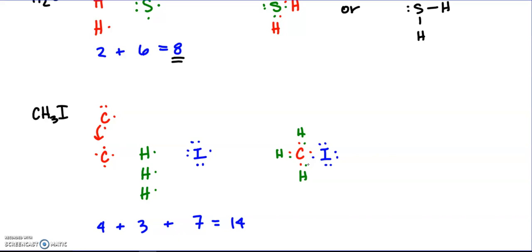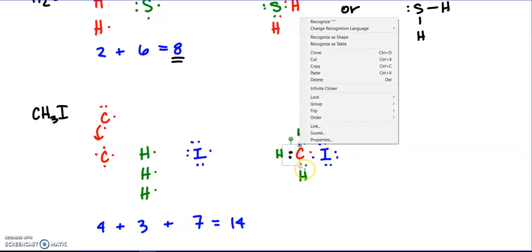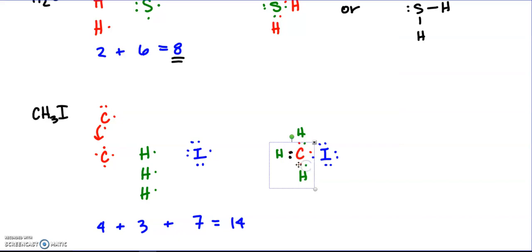Now let's add them up. Do I have the 14 I'm supposed to have? So I've got, I'll do these in black. 1, 2, 3, 4, 5, 6, 7, 8, 9, 10, 11, 12, 13, 14.